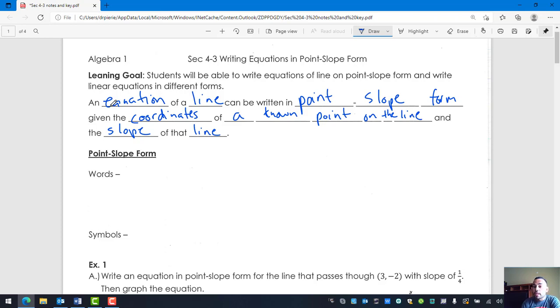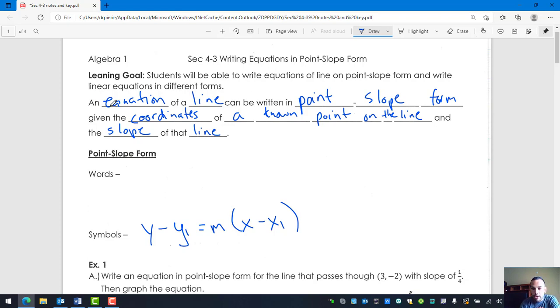Okay, so what is the equation of point slope form? It follows the format of y minus y1 is equal to m times the quantity x minus x1. This is called point slope form. This is the equation for point slope form. It is a different way to write the equation of a line.